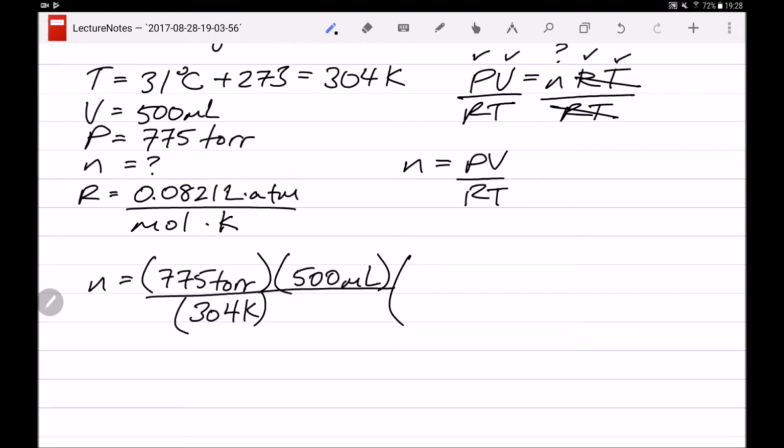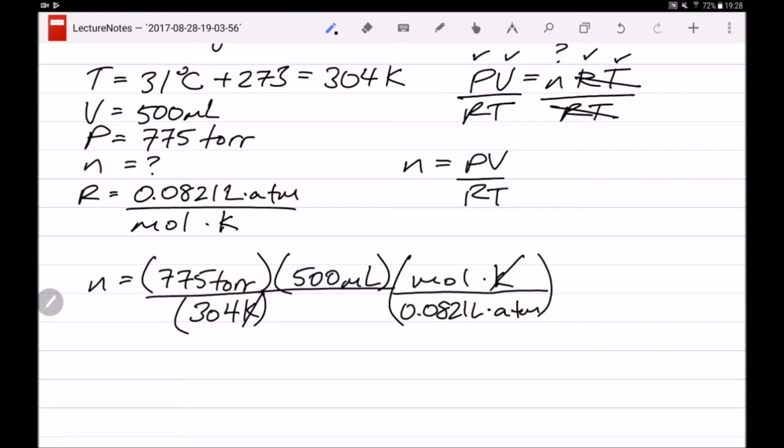Remember that when you divide by a fraction, it's the same thing as multiplying by a reciprocal. So if I have R on the bottom, that's the same thing as 0.0821 liter atmospheres per mole Kelvin. It's just R upside down because I've multiplied by the reciprocal. Now I have Kelvin on top and Kelvin on bottom. Oh boy, nothing else cancels.